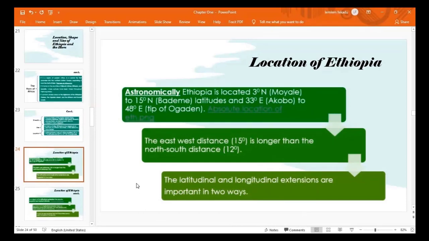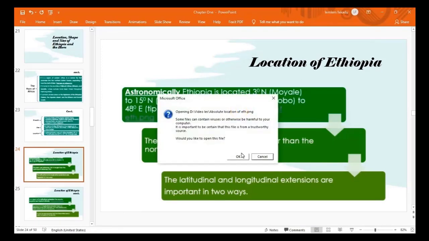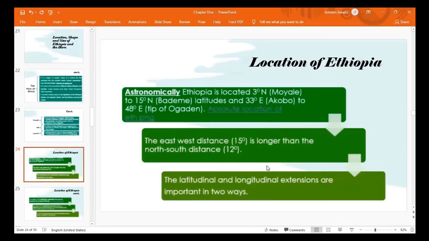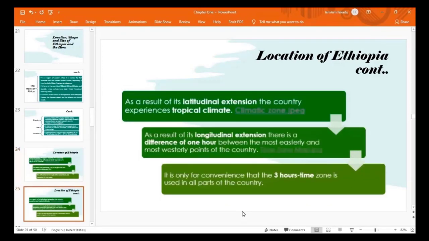The east-west distance is 15 degree, which means from east to west the measurement of the degree is 15 degree, whereas the north-south is 12 degree. So this latitude and longitude extensions are important in two ways. The first is important for climate.